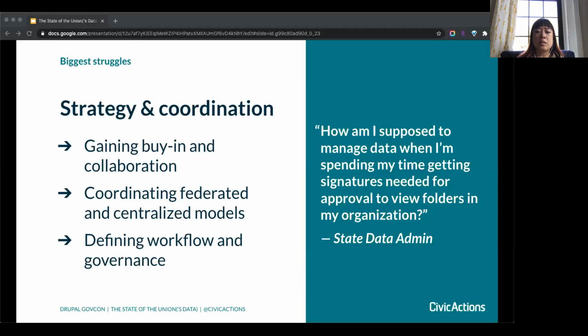This means that no one sees the whole picture except for the data program manager who shoulders everything and is often spread too thin. The theme that ties this all together rests on defining workflow and governance, and figuring that out means that everyone is on the same page, properly supported, and able to coordinate and collaborate.